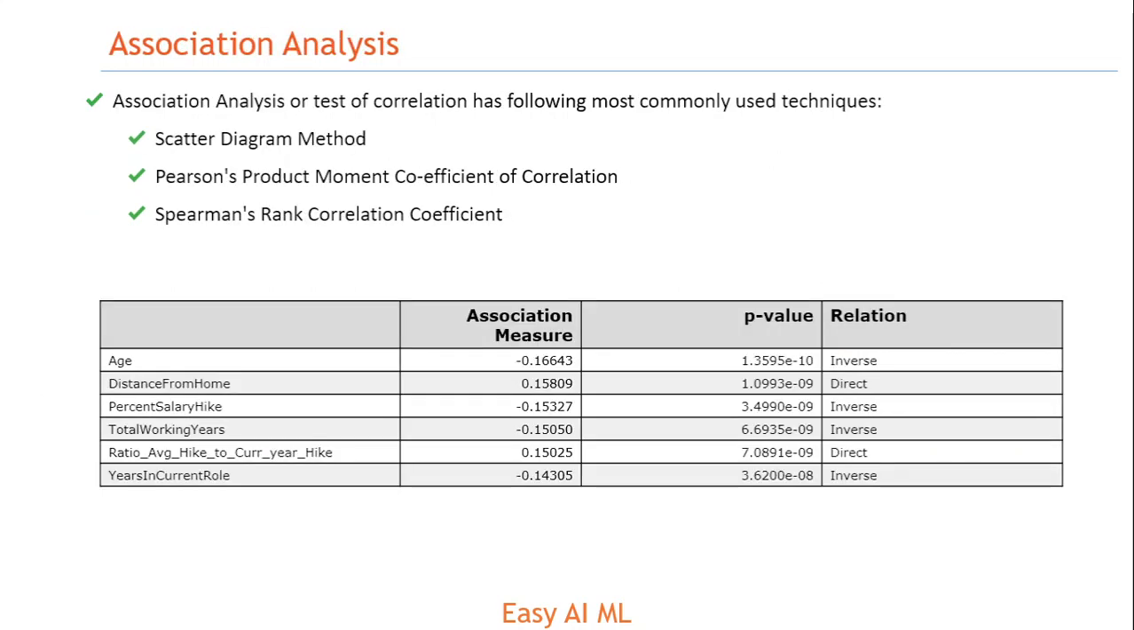P-value is a percentile value. Mostly less than 0.001 is a good significance to use that particular variable in the model. So association analysis is a good way to identify the most significant variables that should be used to build or develop the predictive model.